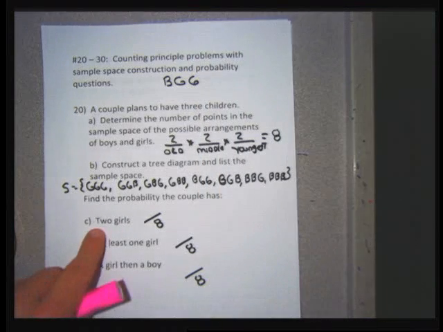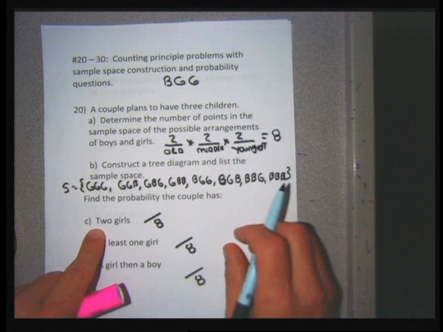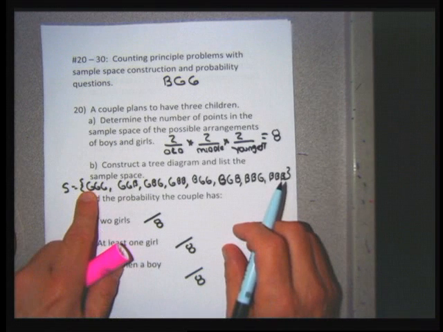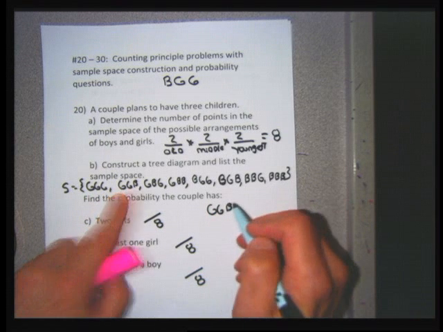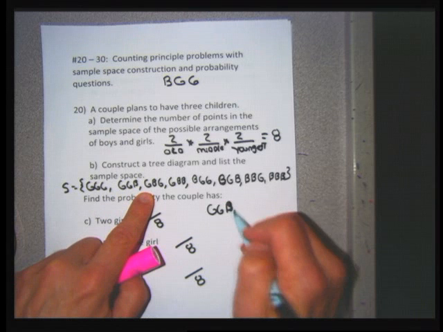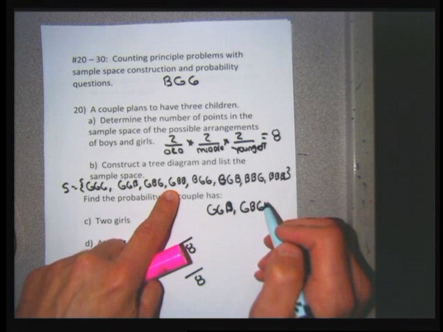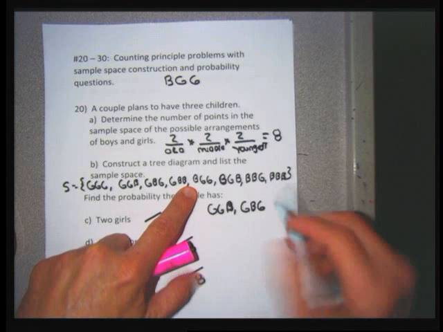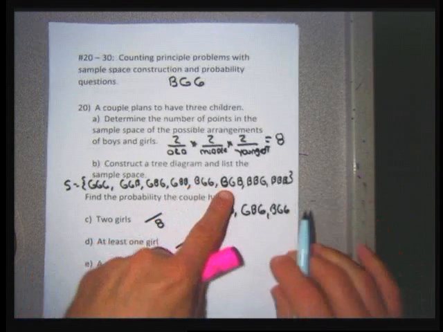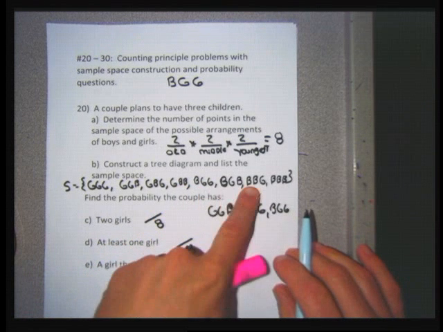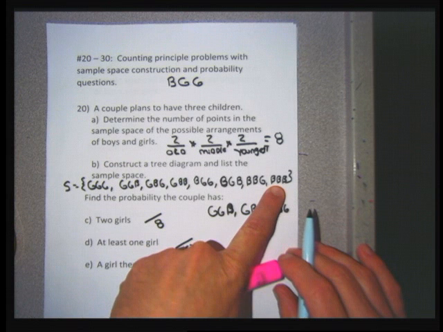What's the probability that the couple had 2 girls? Well, I need to count any item in the sample space that has 2 girls. That's 3 girls. That doesn't count. Girl, girl, boy, I count it because it has 2 girls. Girl, boy, girl, I count it because it has 2 girls. I don't count girl, boy, boy, that has 1 girl. I count boy, girl, girl, it has 2 girls. I don't count boy, girl, boy, it has 1 girl. I don't count boy, boy, girl, it has 1 girl. I don't count boy, boy, boy, it has no girls.